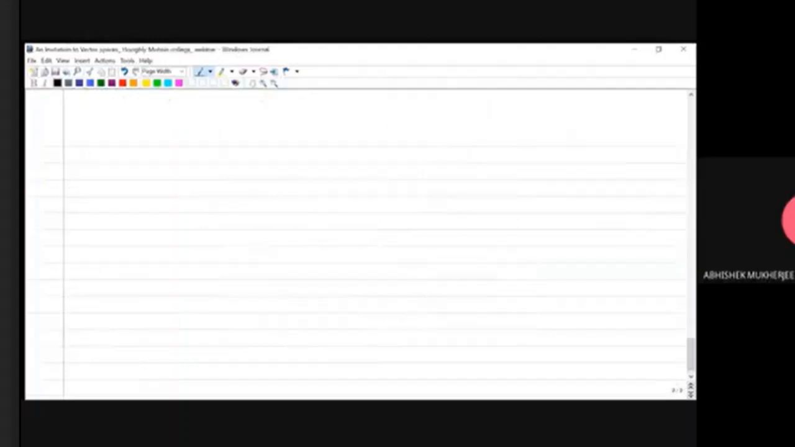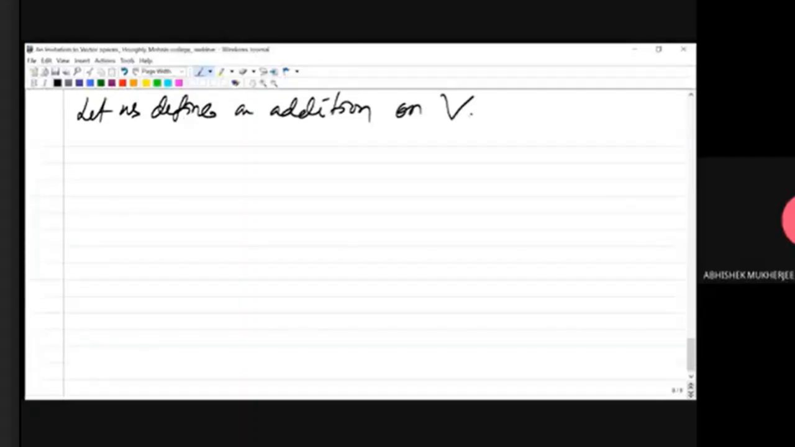So let me do something in a hurry. Now, as you all know, and I think you might have studied, how to take the addition of 2 vectors, right? Actually, 2 localized vectors. So let us define an addition on V. Now, how to define this? Just take two vectors. So let U and V be two vectors in V. And suppose you have chosen two localizations, one for U and another one for V.